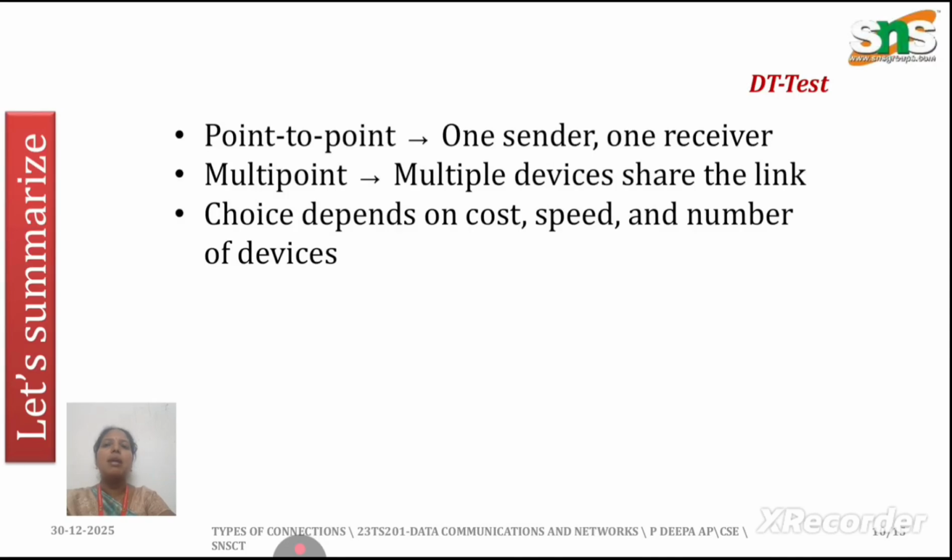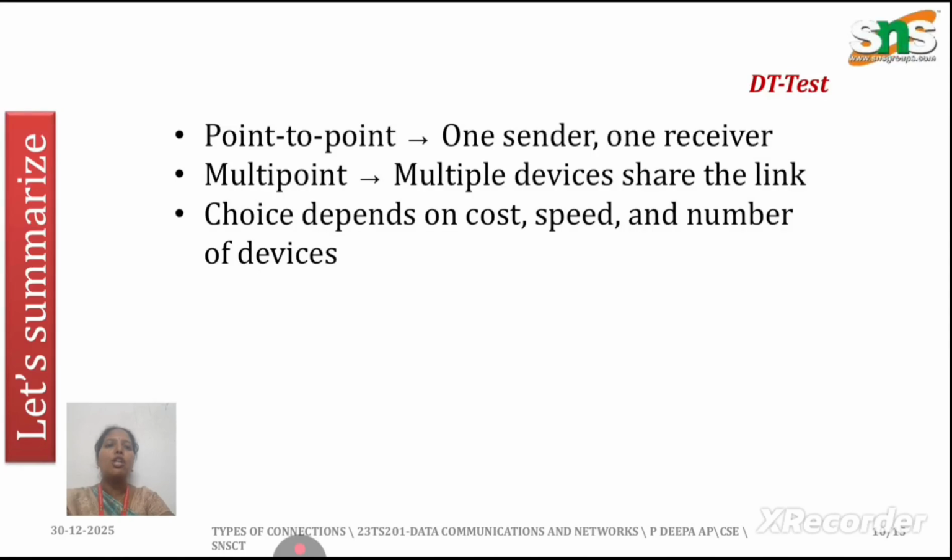The third type is the full duplex connection. In full duplex mode, data flows in both directions simultaneously. Both devices can send and receive data at the same time. Examples include mobile phone calls and video conferencing. This provides faster and more efficient communication.